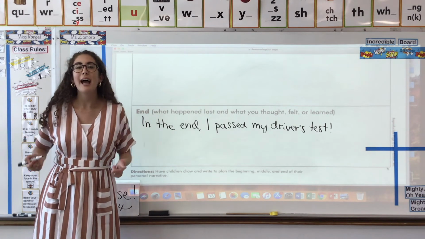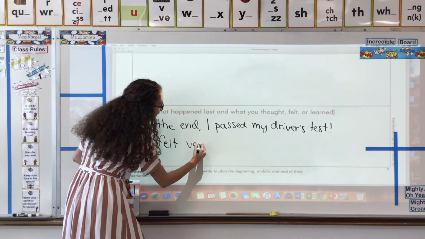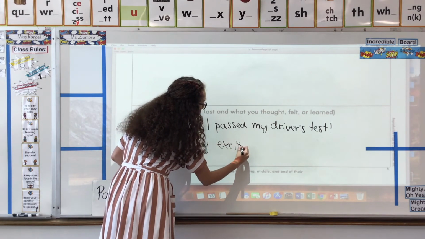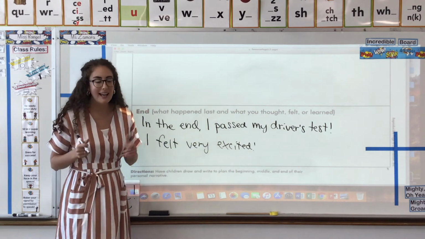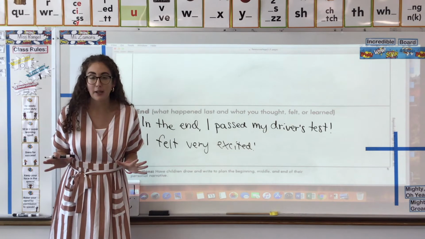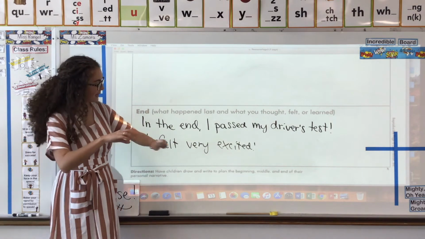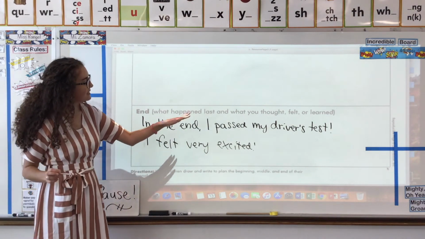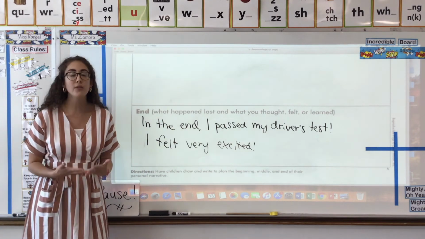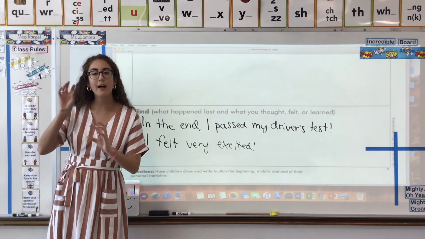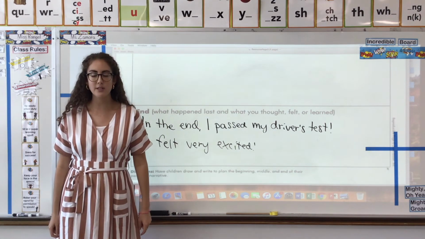So now I'm going to include how it made me feel. I felt very excited. So I didn't just put happy, I put a more interesting word, and I said I felt very excited. Because I was excited means I didn't have to take the test again. So let's read what I wrote. In the end, I passed my driver's test. I felt very excited. Both of these are complete sentences, but they tell about 2 different parts of the story. The last event, and then how I felt.